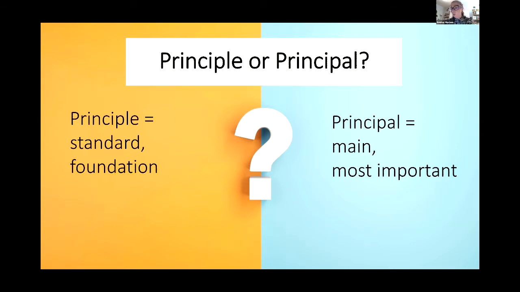wrong word. There's 2 words in English that sound the same, but actually mean different things and are spelt different. So there's principle, which is what we're talking about tonight, which finishes off with an LE. That's the standard or the foundations. Then there's also principal, which ends AL, and that means the main or most important.